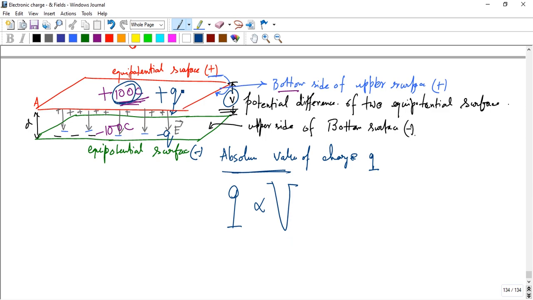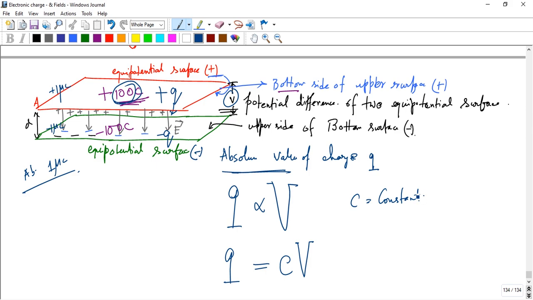Suppose one plate has plus 1 microcoulomb and the lower one has minus 1 microcoulomb, so the absolute value is 1 microcoulomb. That is directly proportional to V. Removing the proportionality, we get a constant: Q equals C times V. So what is C? C is a constant.